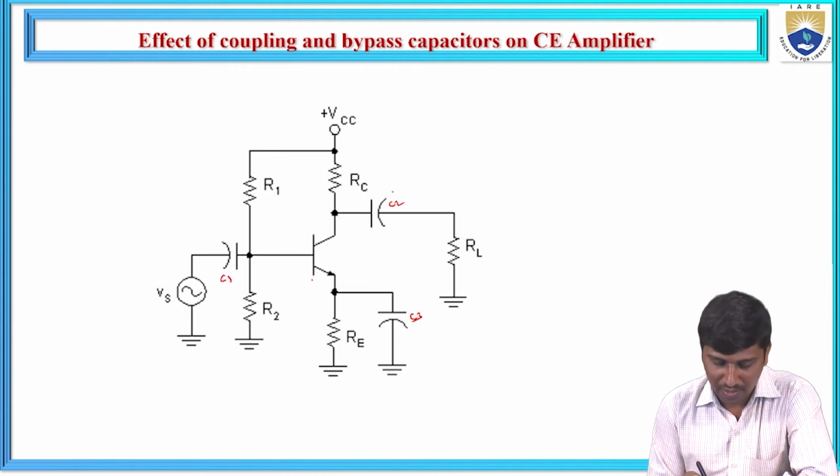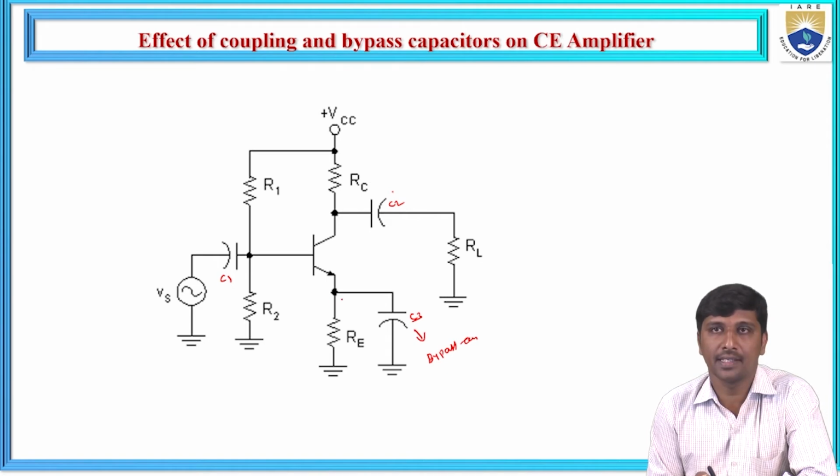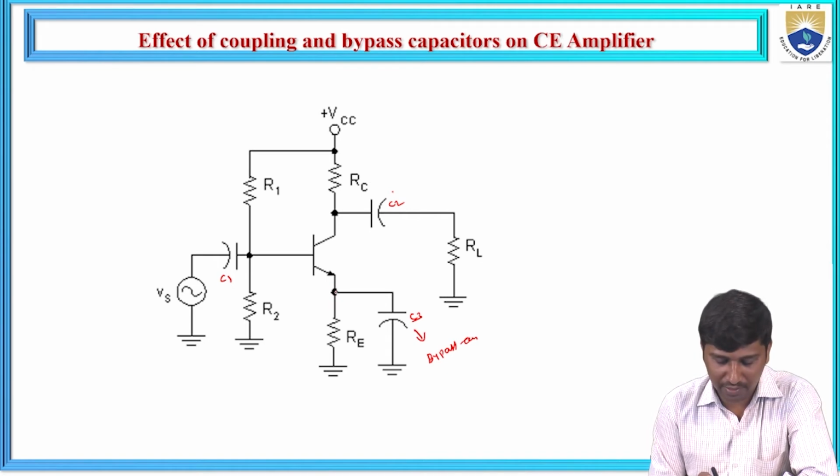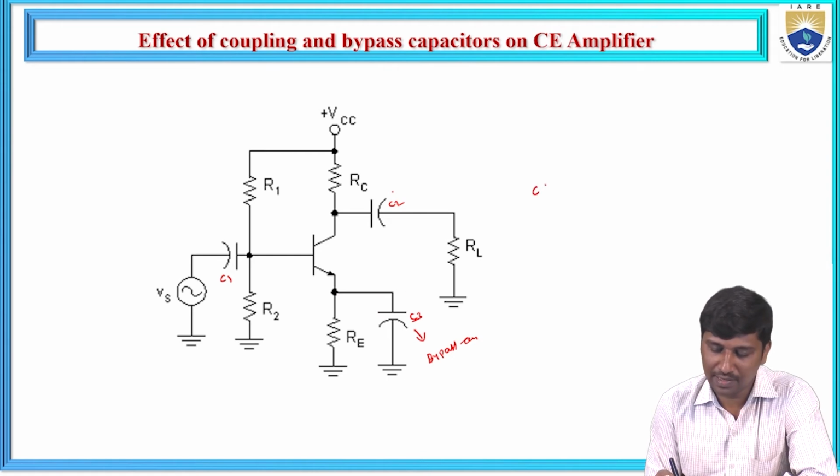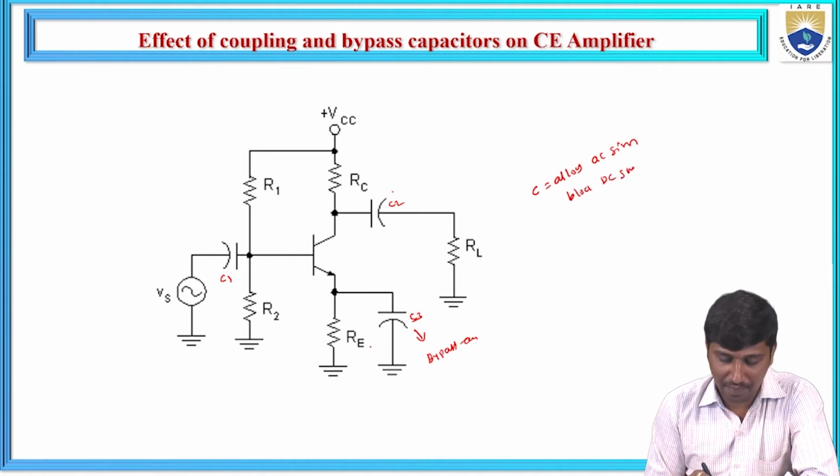So in this case, C3 acts as a bypass capacitor. Let us take that any DC signal contains AC noise or AC ripples. If we want that AC signal to reach ground, we know that a capacitor allows the AC signal and blocks the DC source. So that is the reason.